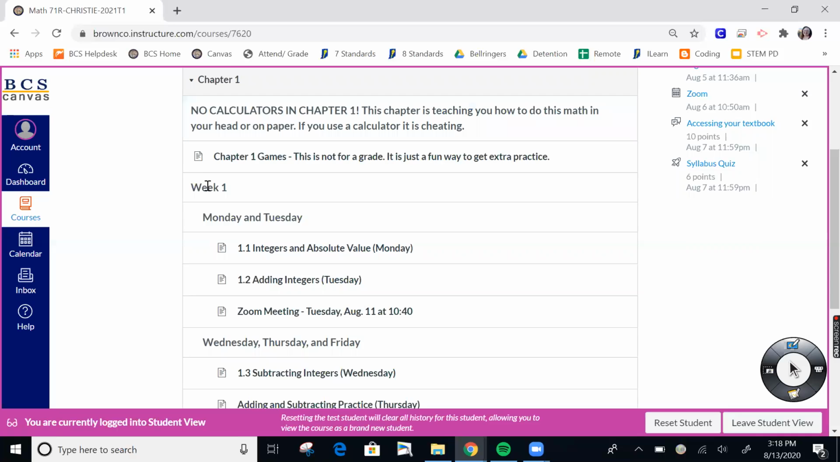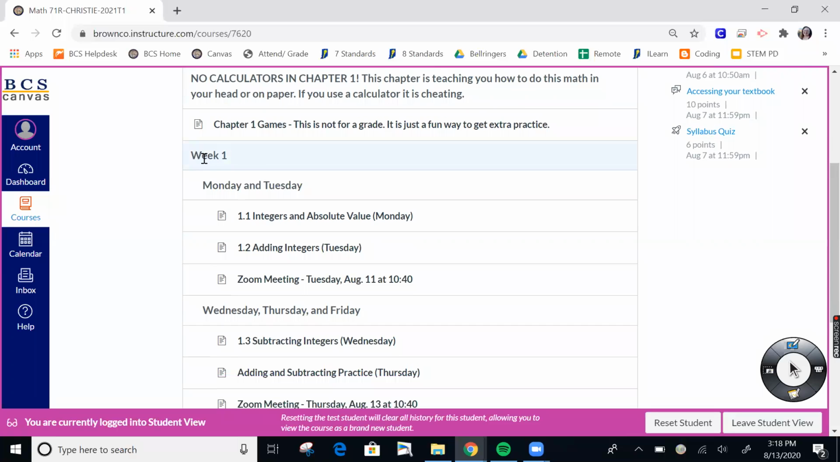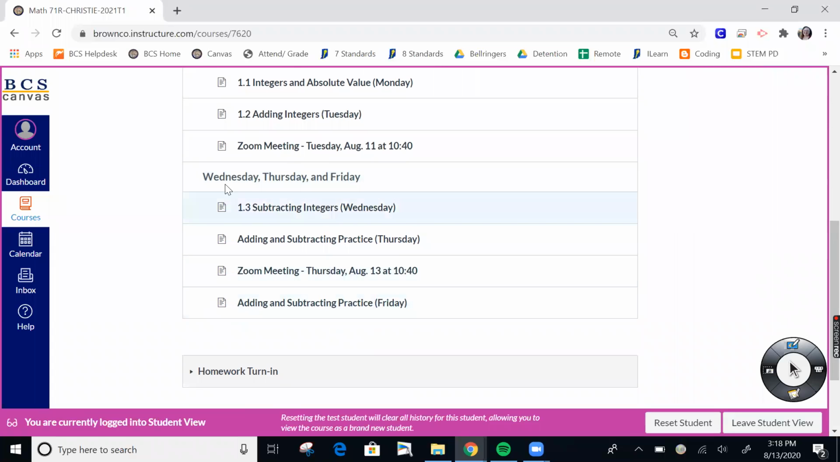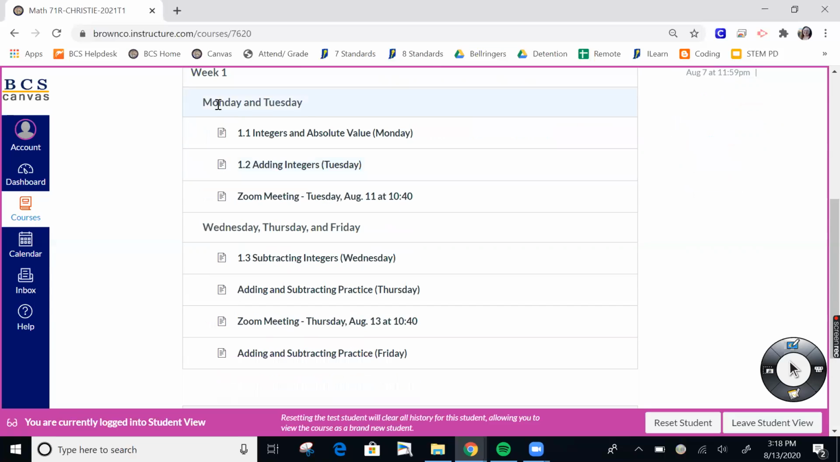If you notice, I can't click into this at all. It's just there for organization or information purposes. So over here, we've got week 1. And I know everything underneath week 1 is going to be for that first week. And then we've got Monday and Tuesday listed here, Wednesday, Thursday, Friday listed here. That's because that's the day that I drop all these assignments for my online kids. So on Monday morning, I will drop Monday's and Tuesday's assignment. For Wednesday mornings, I'm dropping Wednesday, Thursday, and Friday.